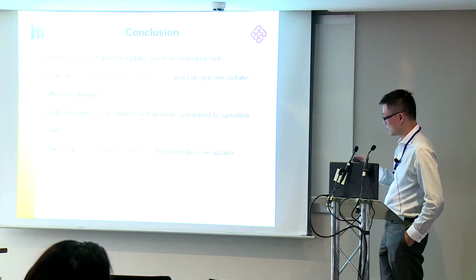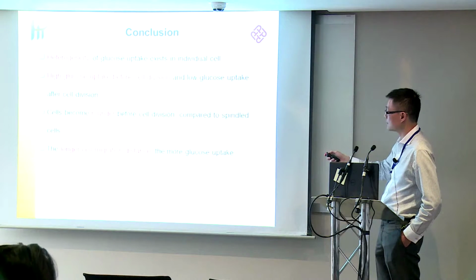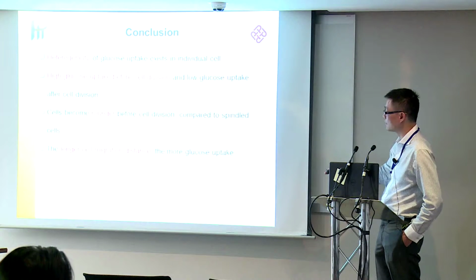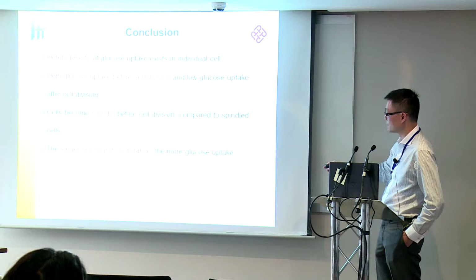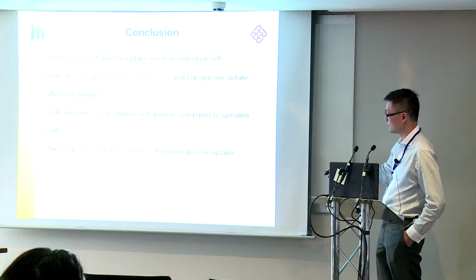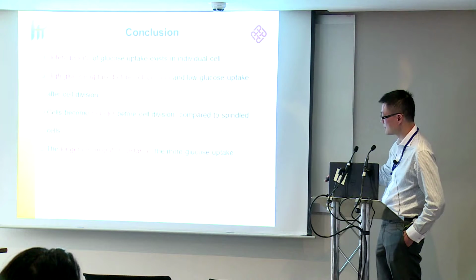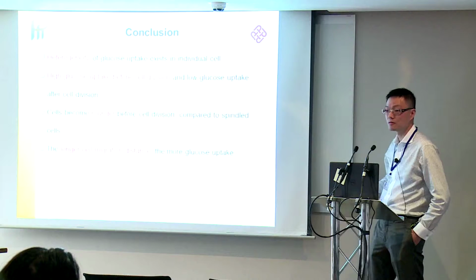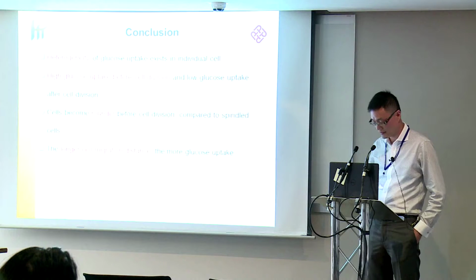Okay, the conclusion. In this study, we observe heterogeneous uptake in single cells, every individual cell. We also find high glucose uptake before the cell division, and lower uptake after the cell division, and the cell shape becomes wider compared with the spindle shape after the division. The cell will also travel a longer migration distance and take up more glucose, which is also one of the findings. It may be related to the metastasis of the cancer cell.